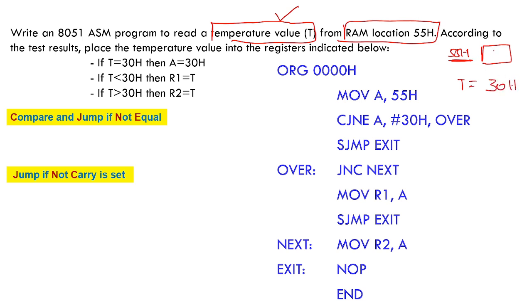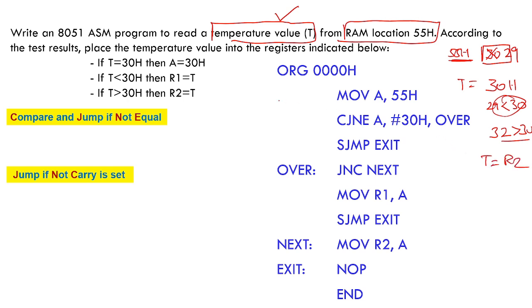If your input is equal to 30, so both are equal, that will be sent to the accumulator. That's it. If the temperature is not 30, let me say you have 29, so 29 is less than 30. If that condition is satisfied, I need to send that temperature value to the R1 register. If your temperature value is 32, obviously it is greater than 30, so I need to pass the temperature value to R2.